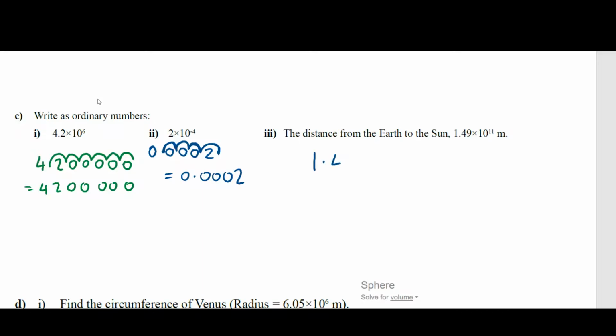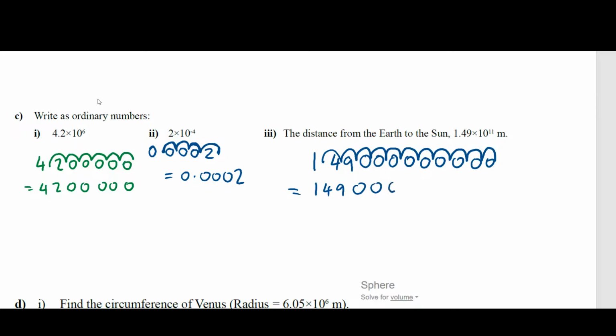The distance from Earth to the Sun, 1.49 times 10 to the 11. So we've got 1.49. It's jumping 11 spots to the right. So 1, 2, 3, 4, 5, 6, 7, 8, 9, 10, 11. So here's our number. Meters.